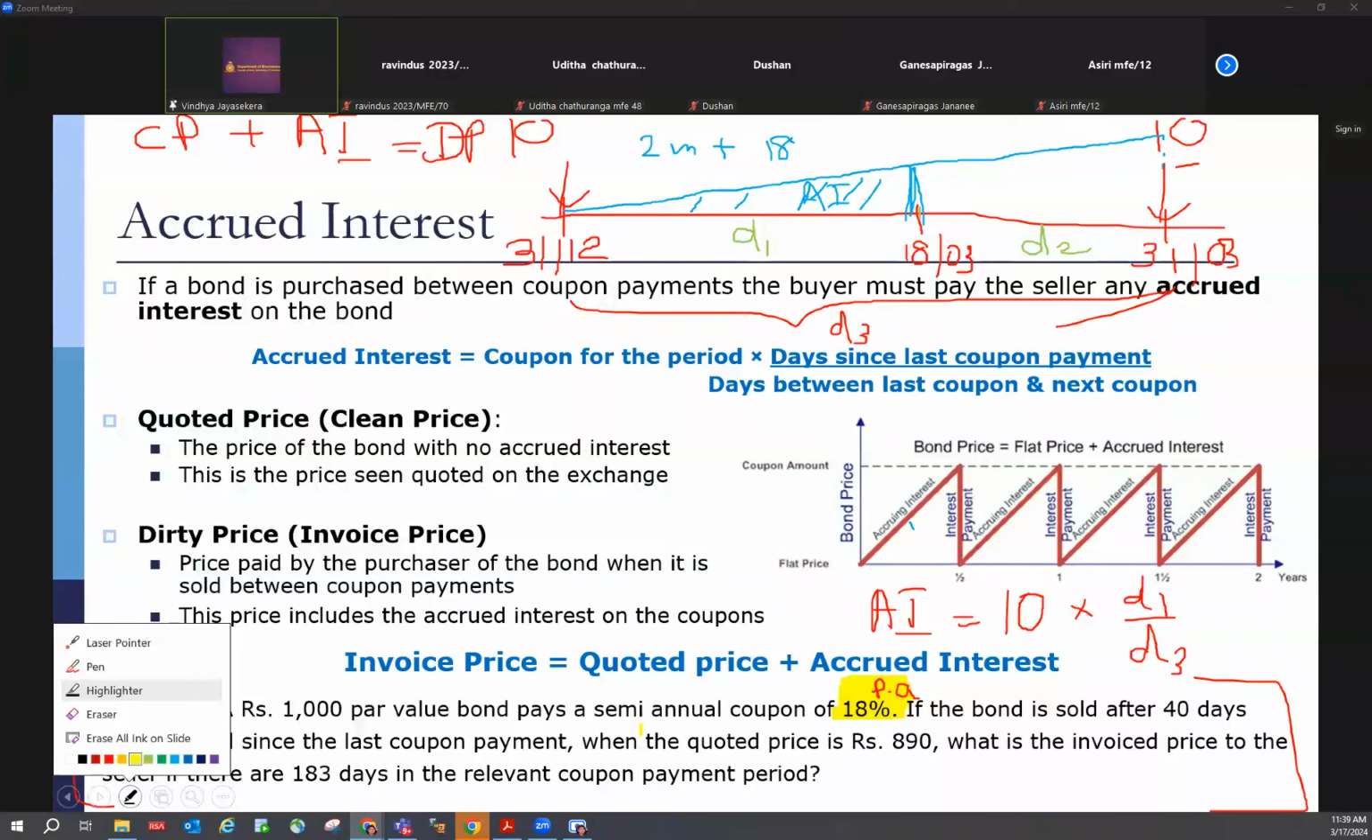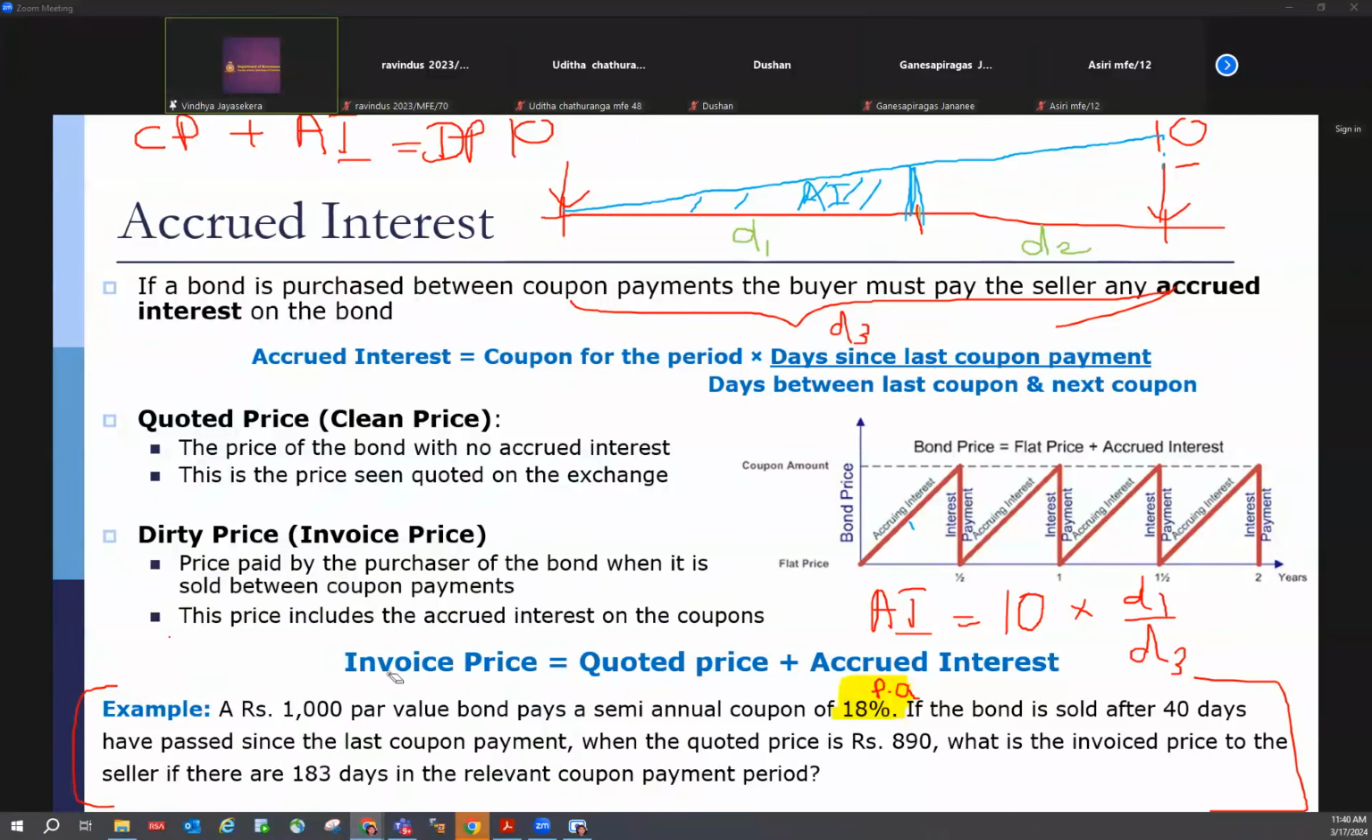So you have a semi-annual coupon of 18%. The bond is sold after 40 days. So how does this change? D1, D2, D3 remain the same. The only thing is now we need to know what D1, D2, D3 are. It says the semi-annual coupon is 18%. So the first thing you need to do is calculate the coupon amount that you're going to get at the end of the period, on the next coupon date.